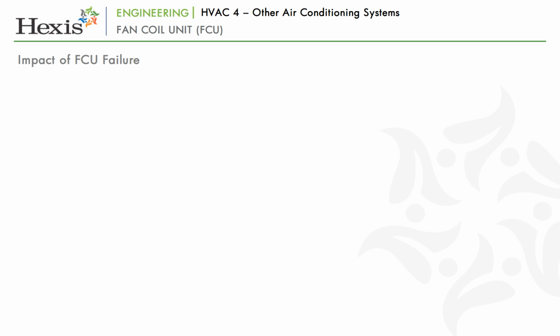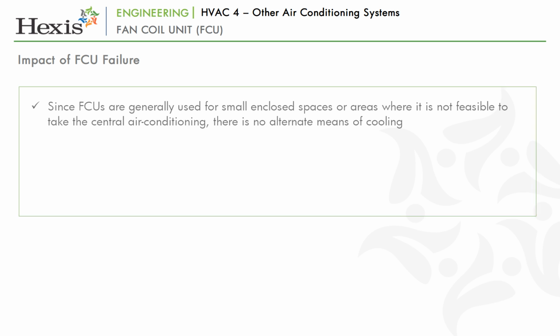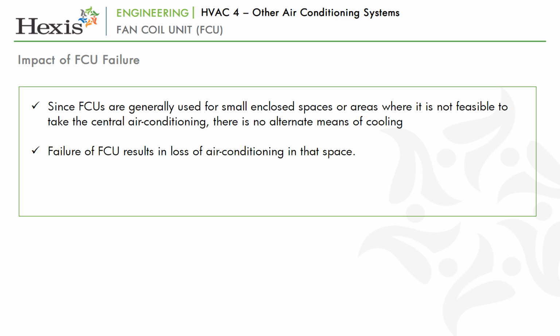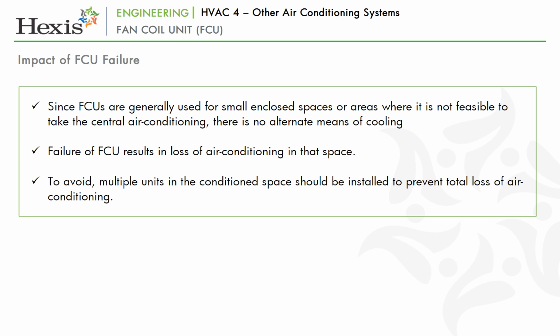We know the uses and maintenance of FCU, but have you wondered what happens if you face failure of FCU? Since FCUs are generally used for small enclosed spaces or areas where it is not feasible to take the central air conditioning, there is no alternate means of cooling and a failure may result in loss of air conditioning in that space. Ideally, multiple units in the conditioned space will prevent total loss of air conditioning.